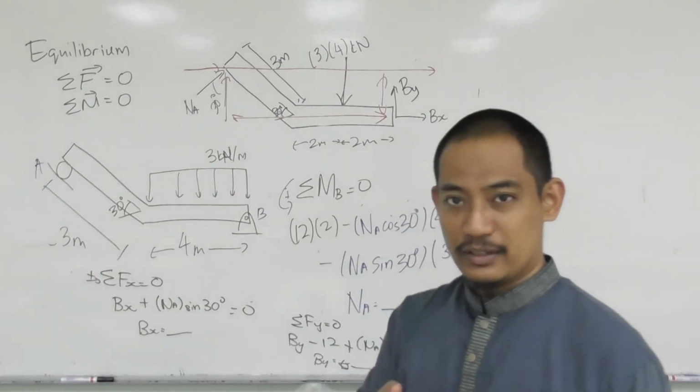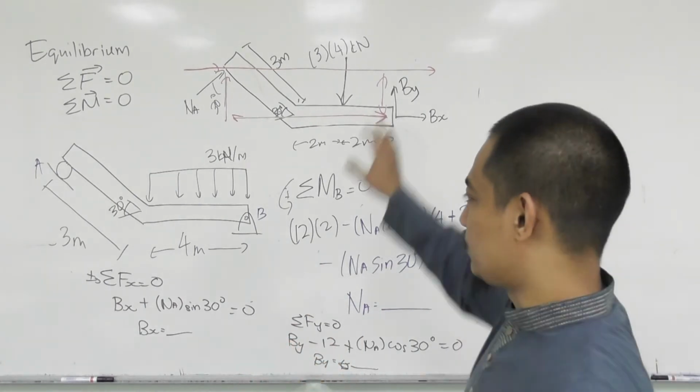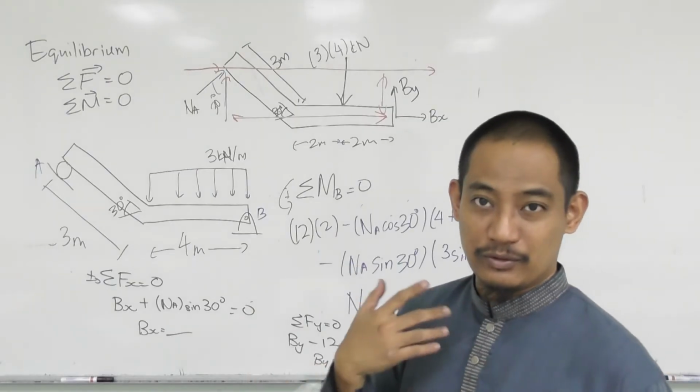I hope you get the drill. I hope you get the step by step. The step is actually simple. Draw free body diagram, three equations of equilibrium. Again and again, that's the only thing.